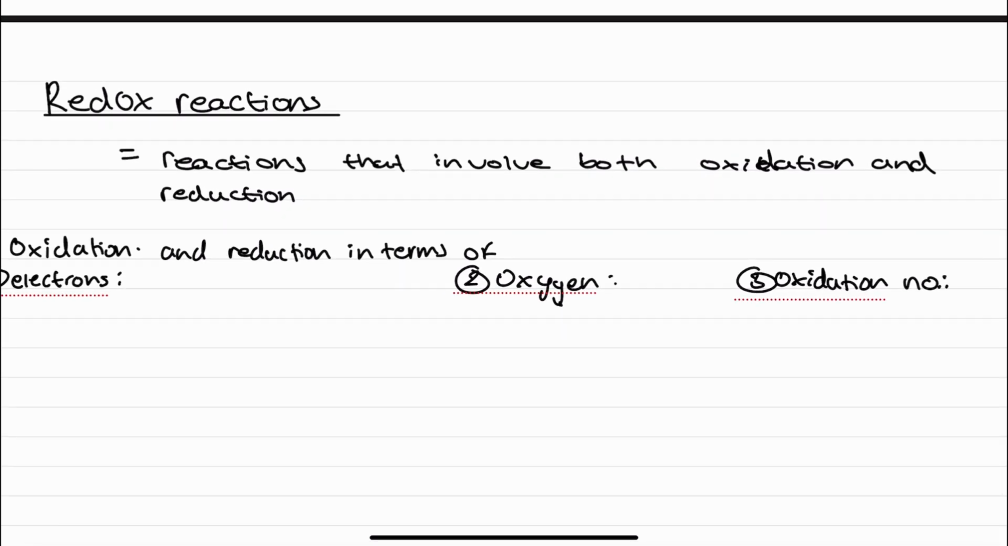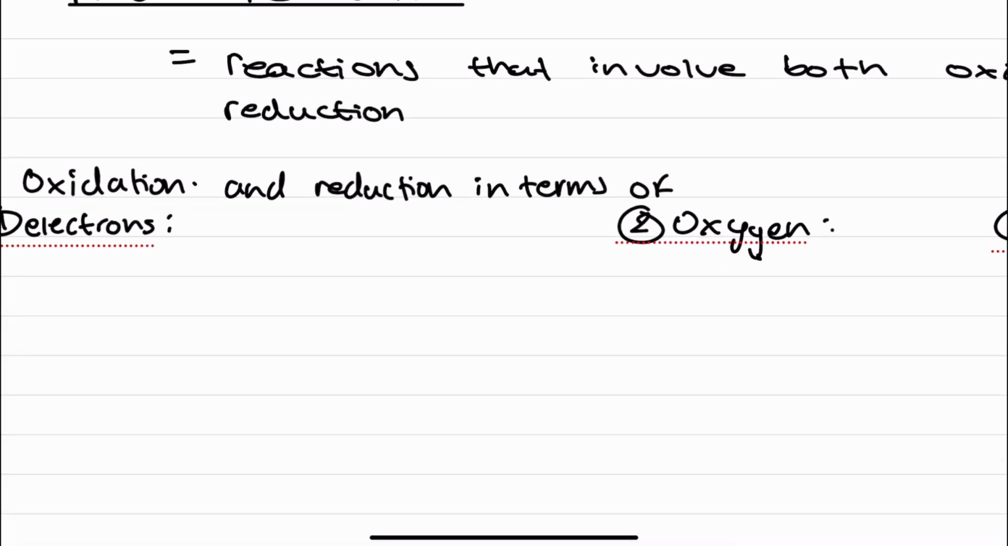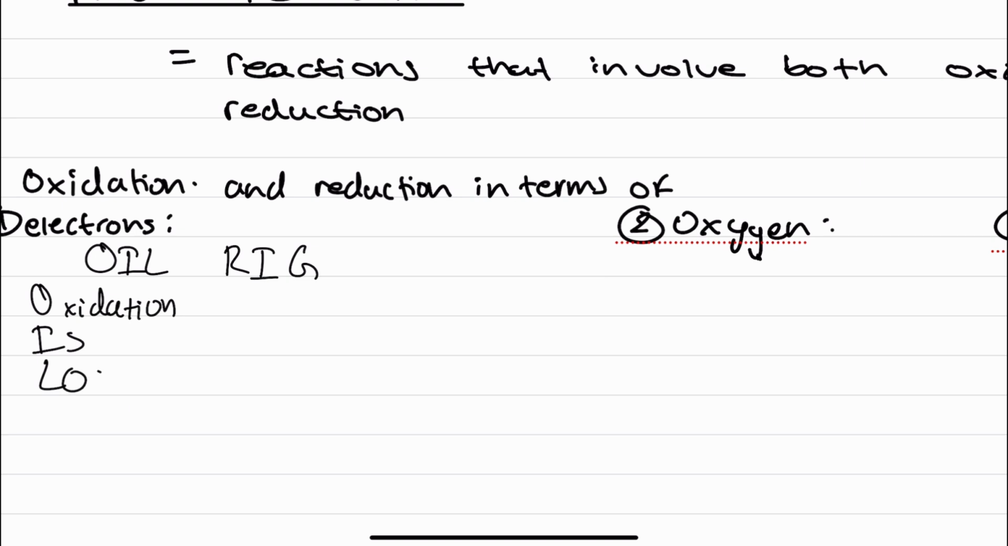Now, lastly, redox reactions. The definition of a redox reaction is reactions that involve both oxidation and reduction. Now, oxidation and reduction can be described in 3 terms. Number 1 being oxidation and reduction in terms of electrons. This is OIL RIG, which I'm sure many of you have heard already. Oxidation is loss of electrons, of course. Reduction is gain of electrons.